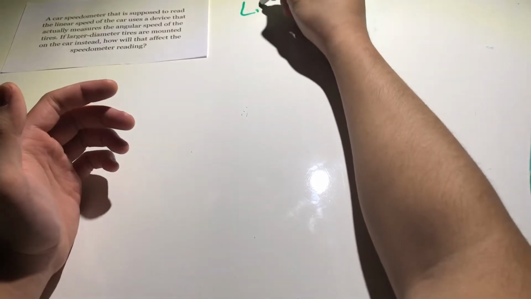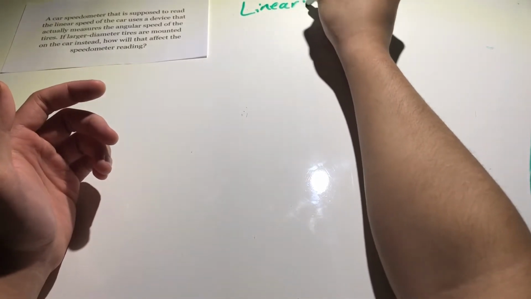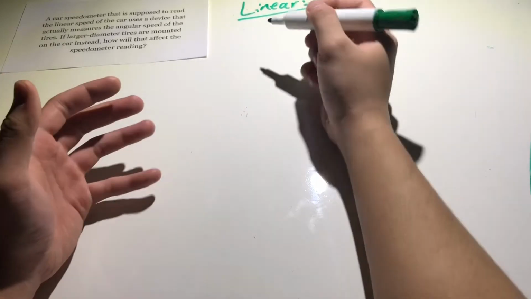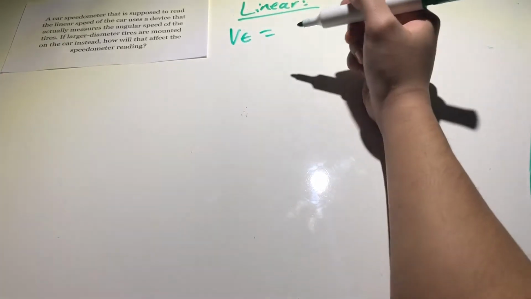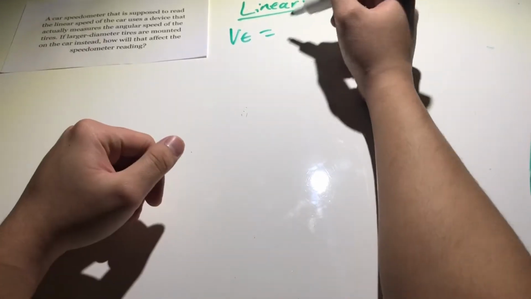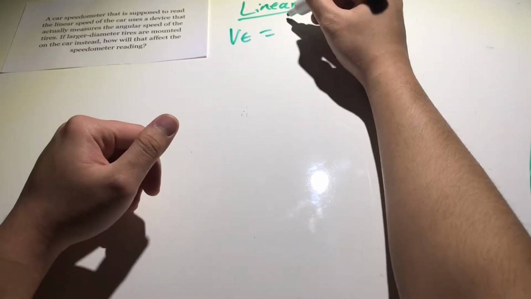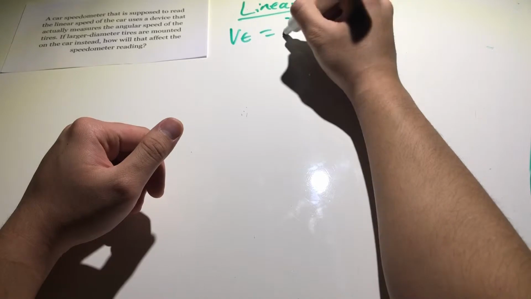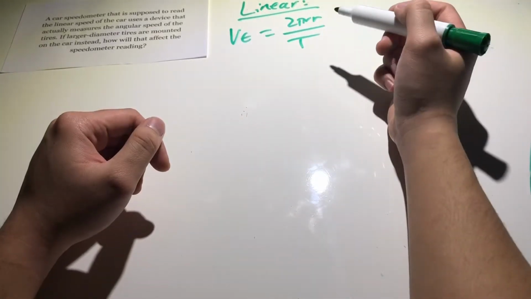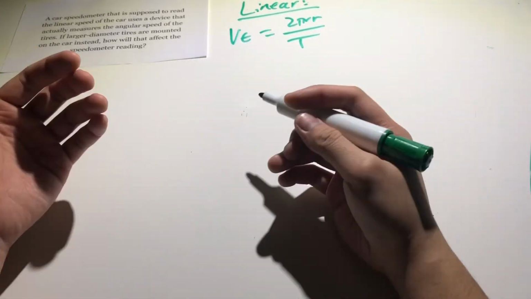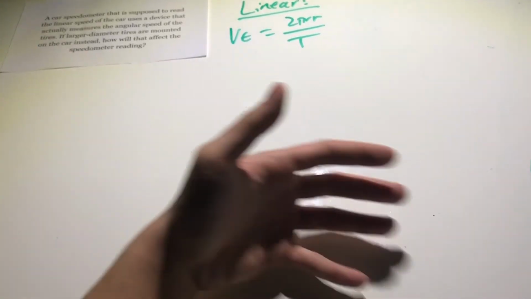So, to get to the answer to this question, we need to first understand what angular speed and what linear speed is. Linear speed can be calculated by this equation. Linear speed can also be said as a tangential velocity, and that can be calculated by 2 pi r over t. Now 2 pi r is the circumference, and t is going to be the period, which is just the revolutions per a period of time.